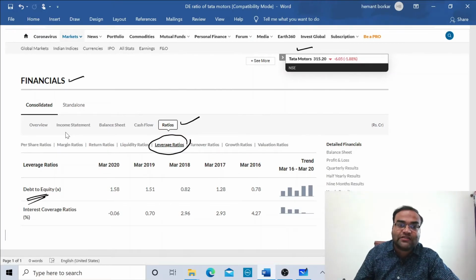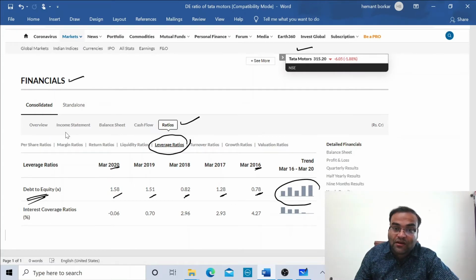Here you can see the data from 2016 to 2020. There is data for the last 5 years, and the D by E ratio is given for each year. For 2016 the ratio was 0.78, for 2017 it was 1.28, for 2018 it was 0.82, for 2019 it was 1.51, and for 2020 it is 1.58. Also, this trend is shown in the form of a graph here.